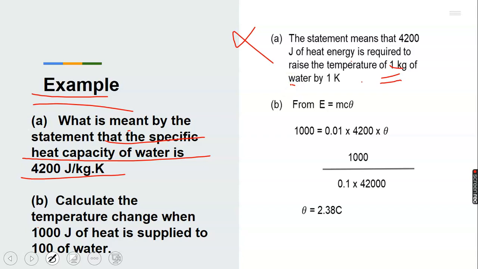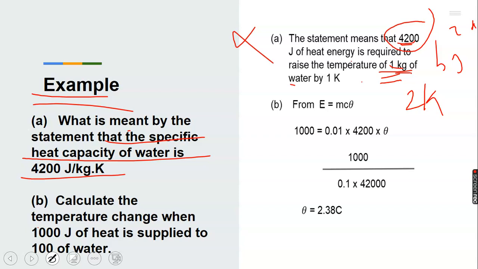1 kilogram. That means if you want 2 kilogram through 2 Kelvin, it will be times 2 of this. It's just telling you, if you need 4,200 joules of energy to raise 1 kilogram, then how many would you need if you are to raise more than 1 kilogram? That is what the statement means.